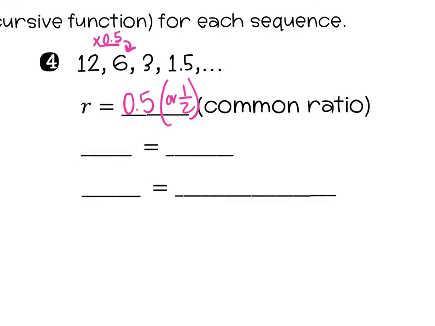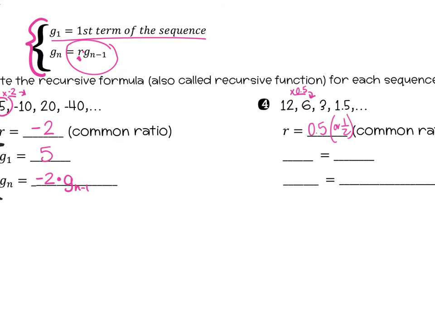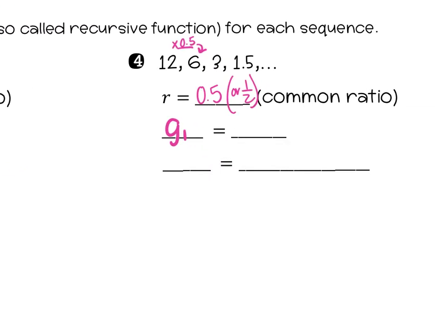Okay, so I'm just looking off of this formula now. I didn't give you the left side here on this one. So G1, that is the first term. Well, the first term is 12.